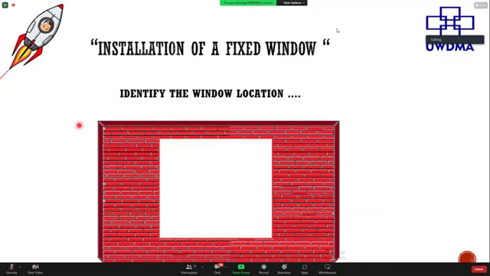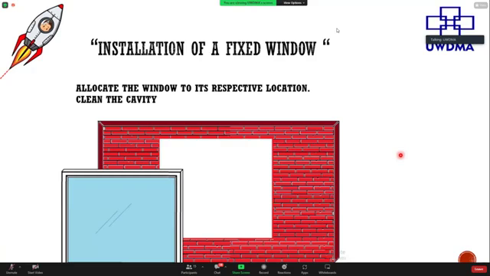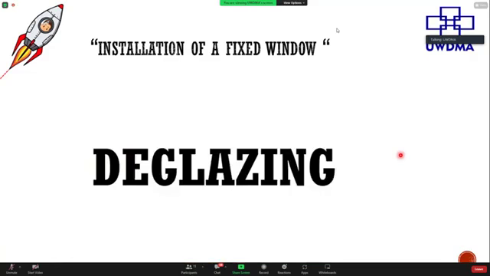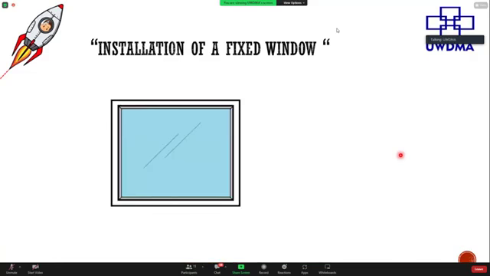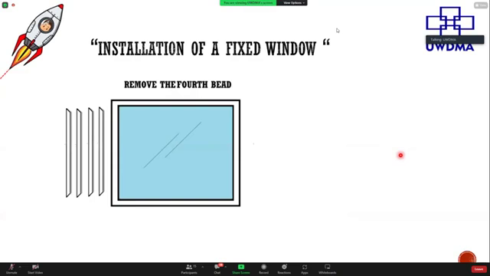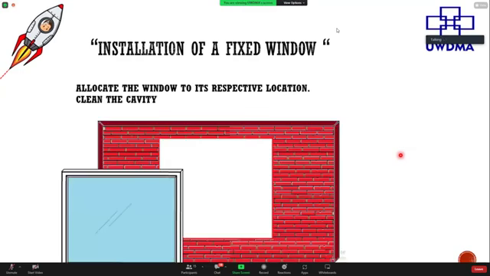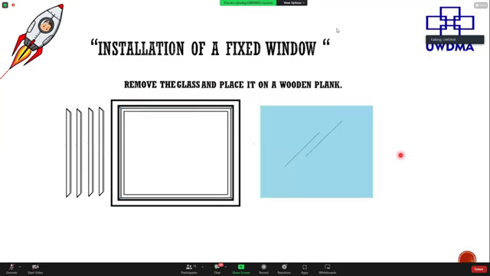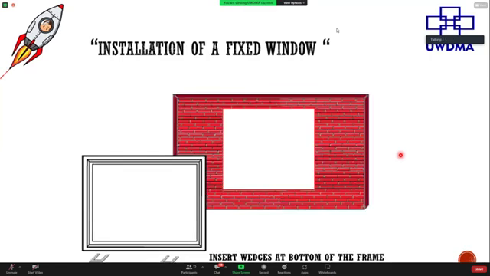So now let's start with the process of how to install a window. Firstly, you have to identify the window location, that where is W1, where is W2. You need to take your window to the respective location. Here we are talking about a fixed window. When you are installing a fixed window, first you need to deglaze it. You need to remove the glazing first. For that, you will be removing your four beads. Let's see once again: you're removing your four beads, you're removing your glass.